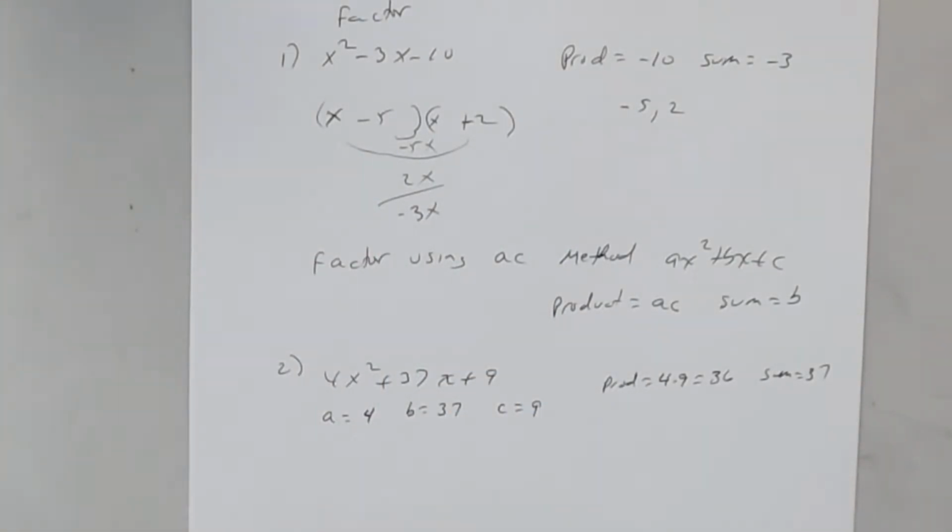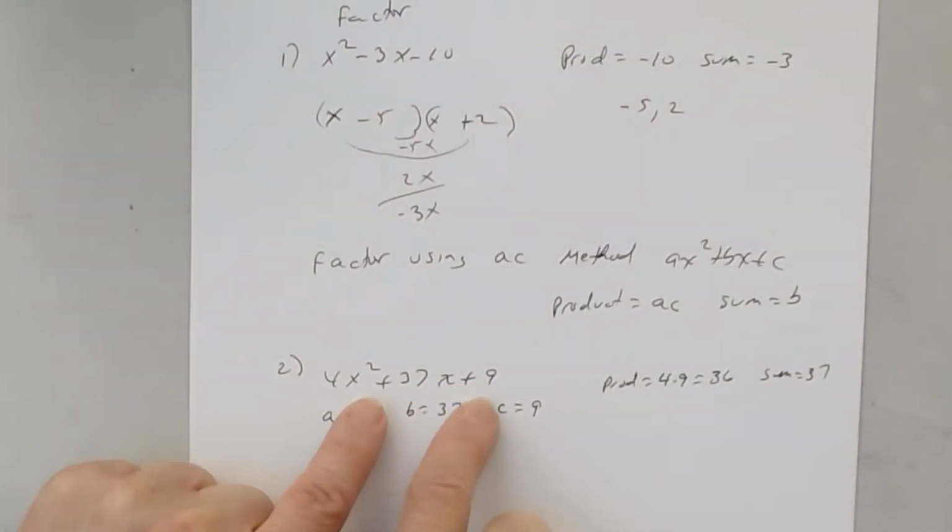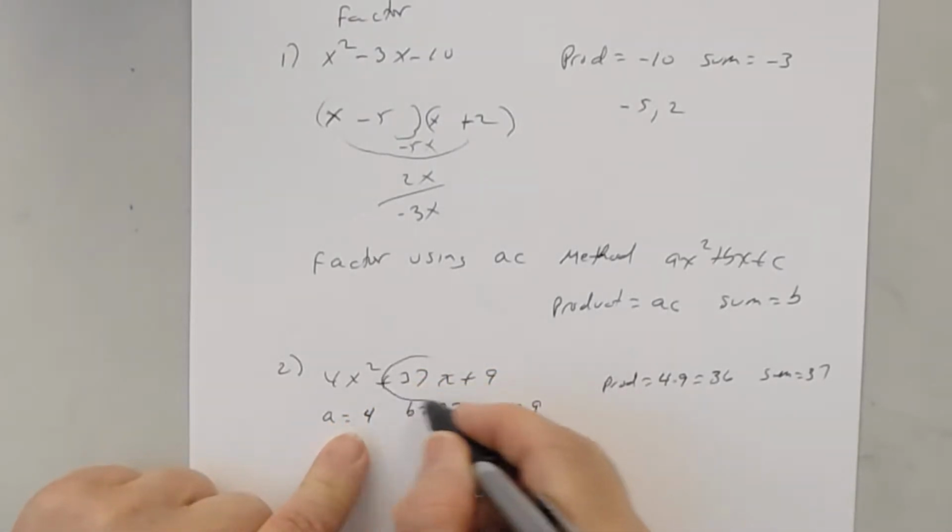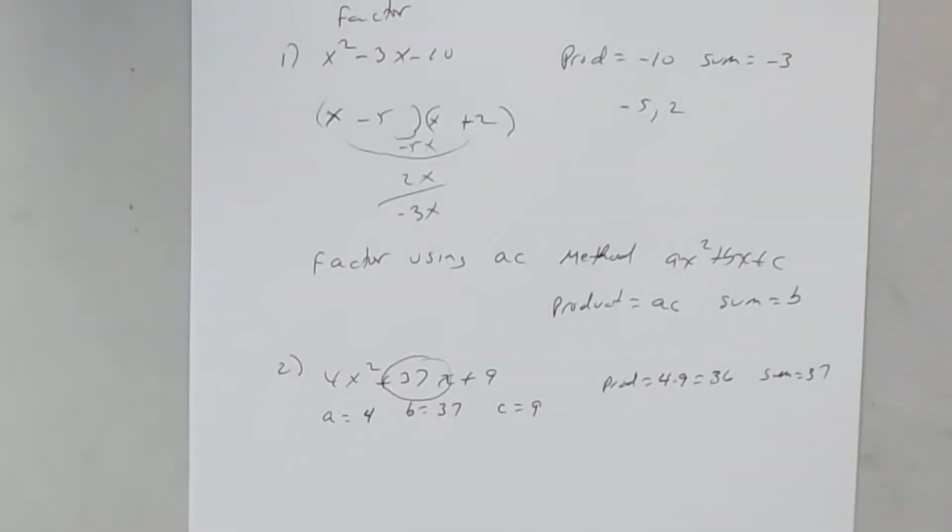The AC method involves grouping. And remember in a previous worksheet when you dealt with grouping, how many terms were involved? 4. How many terms do you see here? 3. So basically what's going to happen with the AC method is you're going to rewrite the middle term as 2 terms. That's what you're going to do.